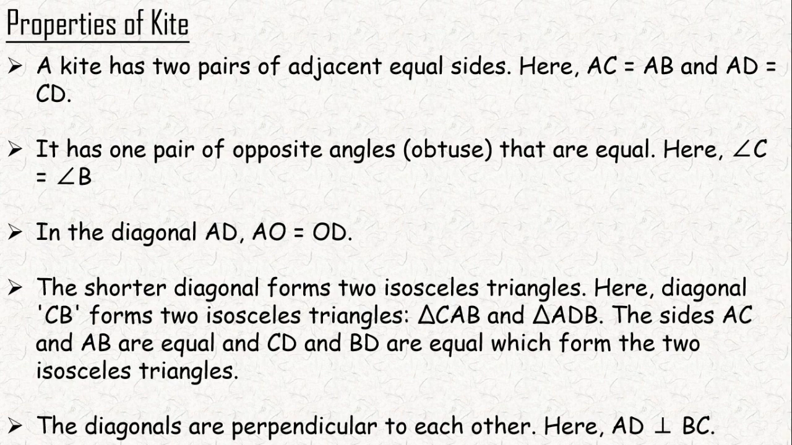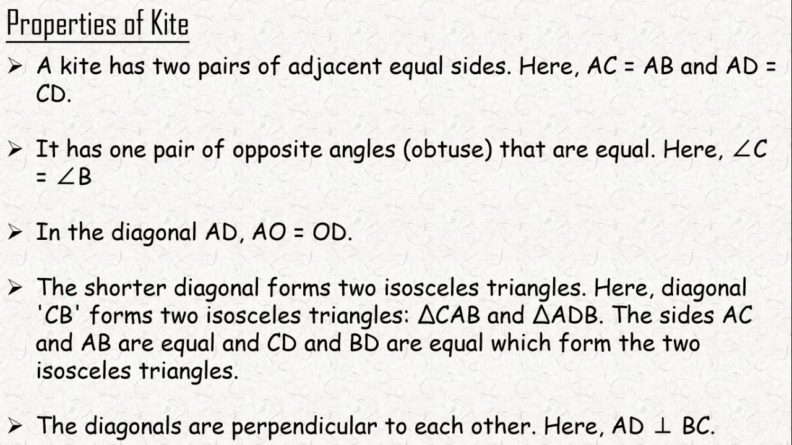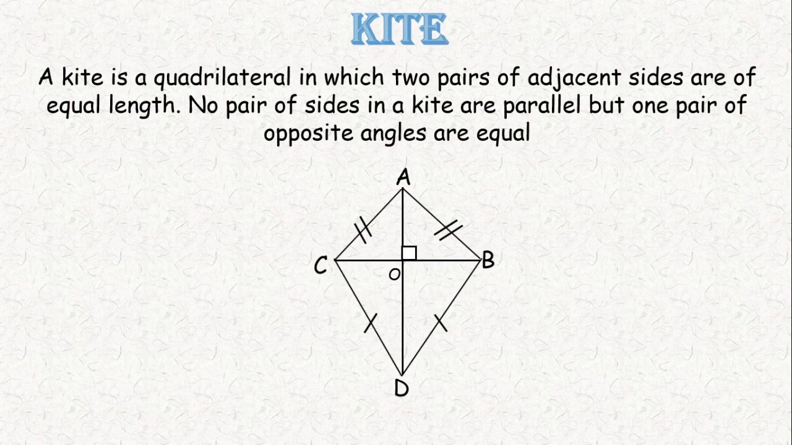Next, the diagonal AD is equal to line OA plus line OD. Here this OA and OD are equal in length. Next, the shorter diagonal forms two isosceles triangles. Here the diagonal CB forms two isosceles triangles, that's triangle CAB and triangle ADB, and the sides AC and AB are equal and CD and BD are equal, which form two isosceles triangles.